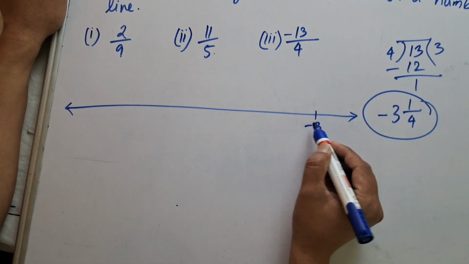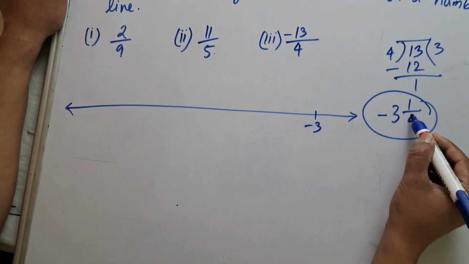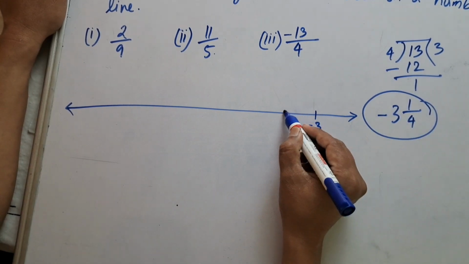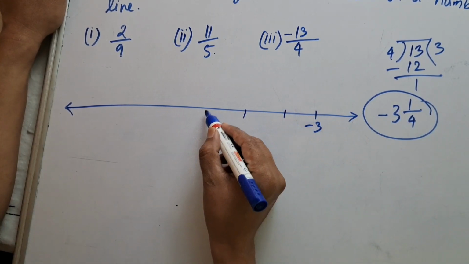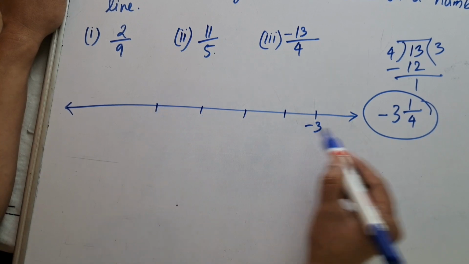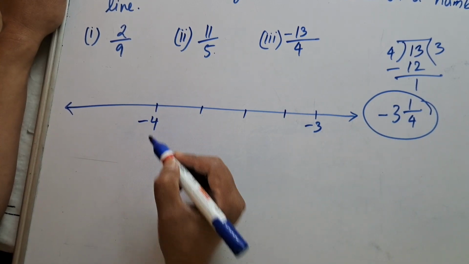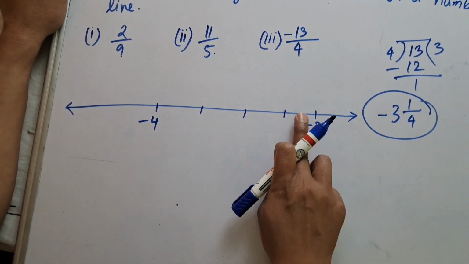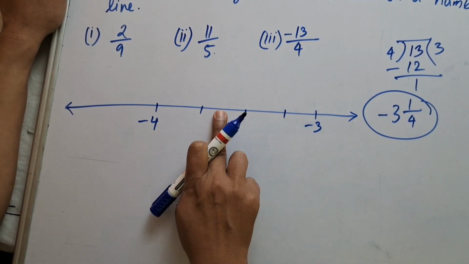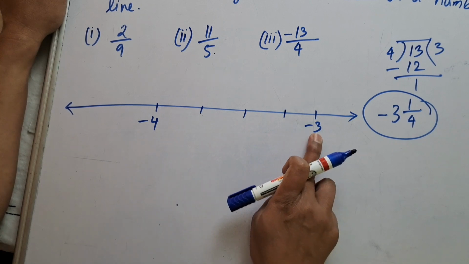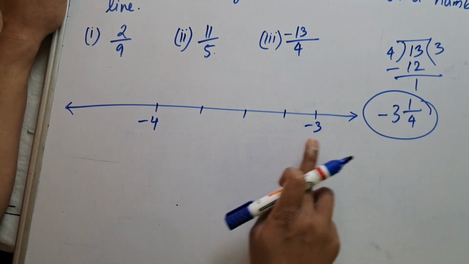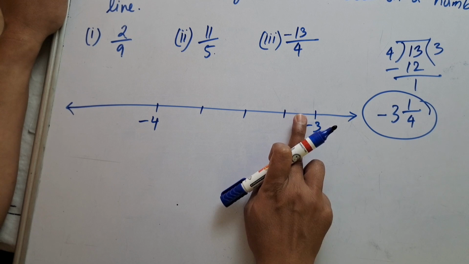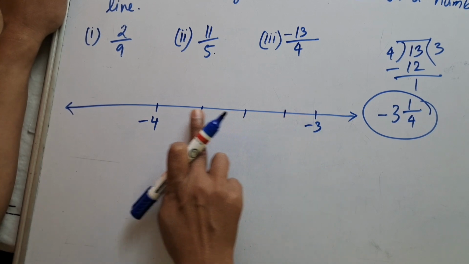4, which means the distance between minus 3 and minus 4 is divided into 4 equal parts. 1, 2, 3 and 4. 4 is minus 4. Minus 3 and minus 4 is divided into 4 equal parts.